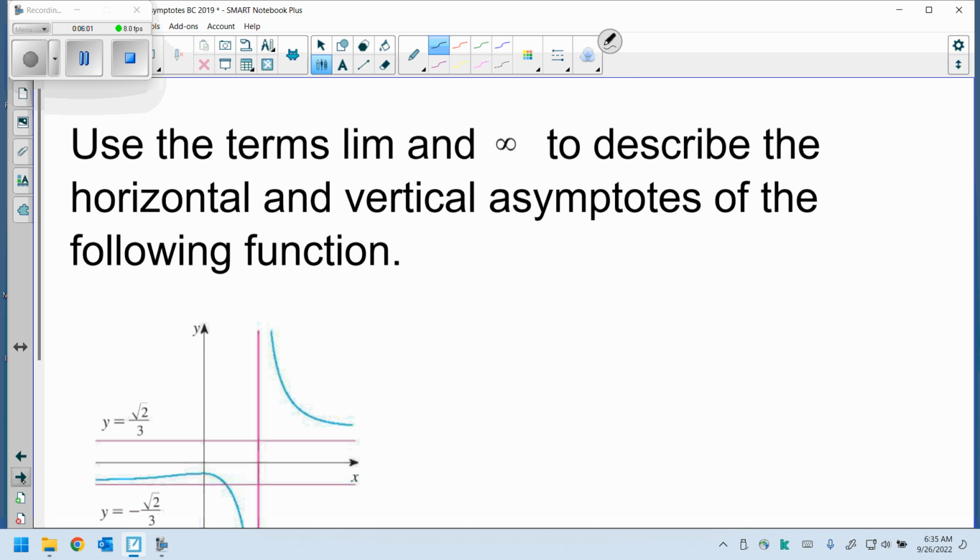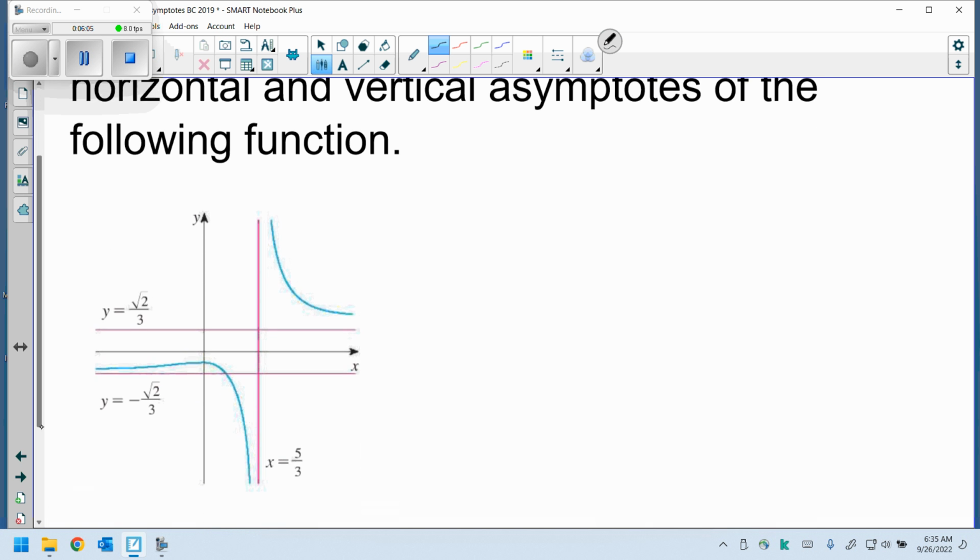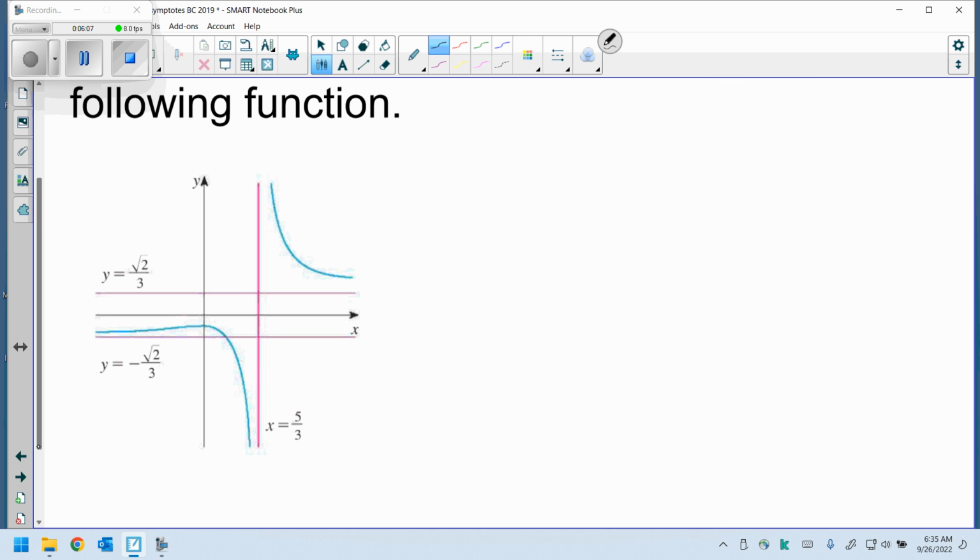All right, now we're going to use limits and infinity. We got horizontals and verticals in this guy. So since we're kind of in the mode of explaining horizontals, let's do that. Now horizontals, you got a maximum of 2. And in this case, it appears as if maybe we do indeed have 2 horizontal asymptotes. This one's kind of interesting down here.